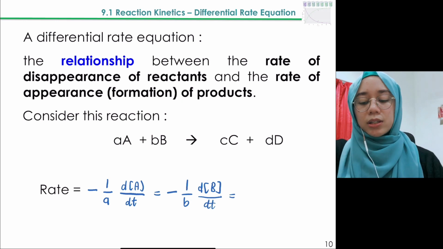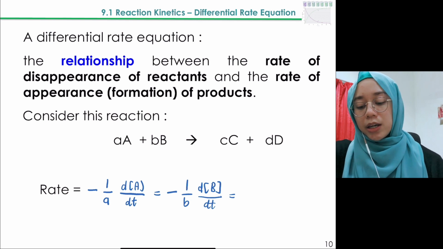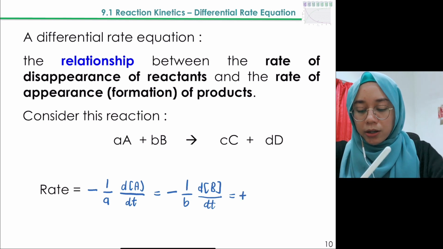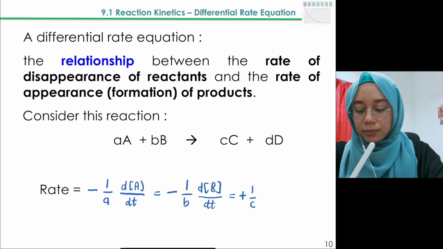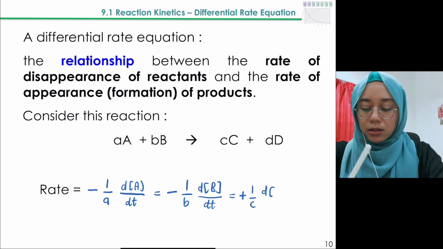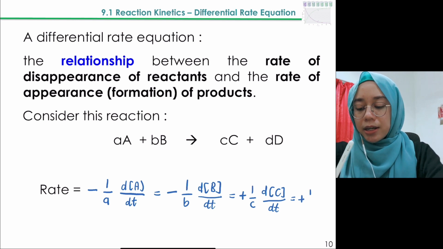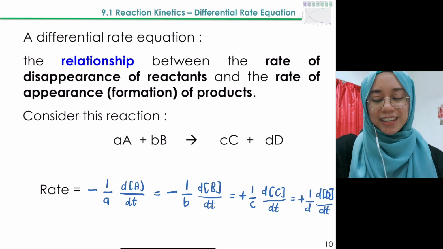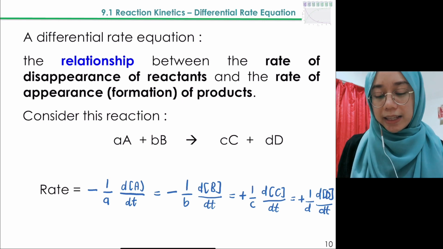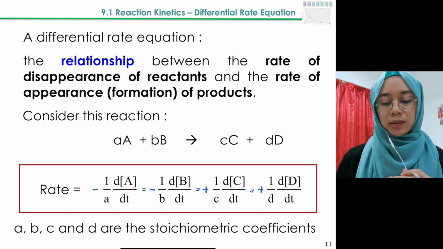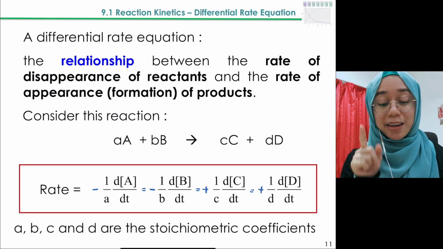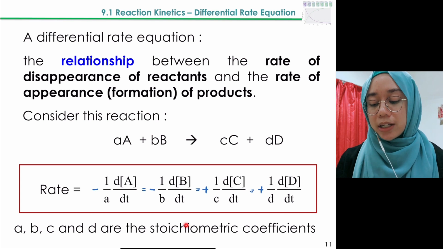And then equals to, so since kita masuk kepada C now, okay, so C masuk 1 over C guna positive sign, and then change in concentration of C over time, and equals to positive sign 1 over D, change in concentration of D over time. Macam ni lah rupa dia. Okay, sorry lah saya ingat sikit. So Miss cantikkanlah sikit. Okay, so ini cantik sikit lah. So where A, B, C and D are the stoichiometric coefficient.